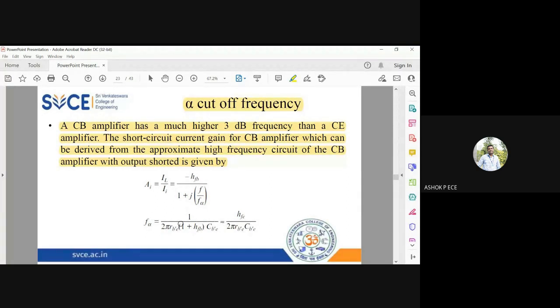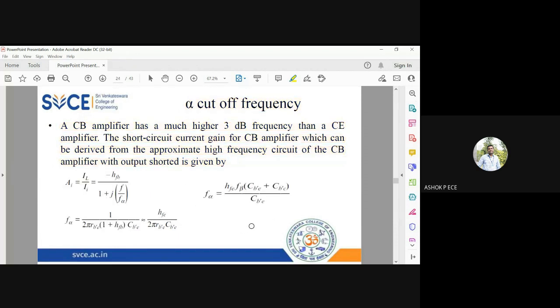So 1 by 1 plus HFB is approximately equal to HFE. So I can write f alpha is approximately equal to HFE by 2 pi into RB'E into CB'E. So this common base amplifier has a higher 3 dB cutoff than a common emitter amplifier. That is evident here because you can write f alpha in terms of f beta. So f alpha equal to some constant term into f beta, which means that f alpha is so many times higher than f beta.